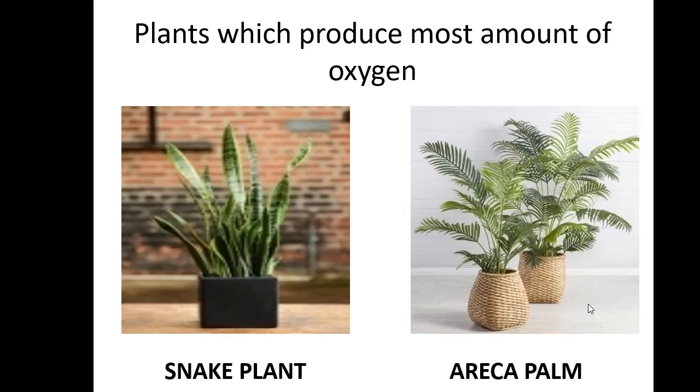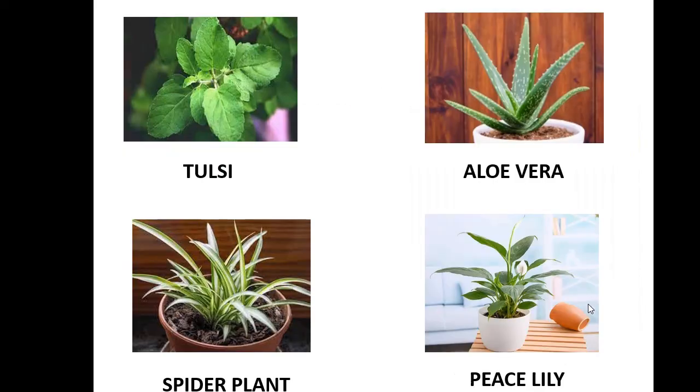Coming to plant selection, here we have small plants which produce more oxygen. Some very good examples are the snake plant, areca palm, tulsi, aloe vera, spider plant, peace lily. All these plants are fantastic examples and they share very good qualities. They remove air pollutants, they absorb carbon dioxide in night, they are popular indoor plants with very low maintenance, they improve air humidity and they are easy to look after.